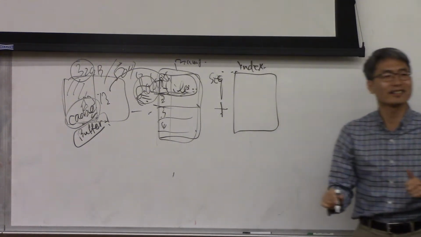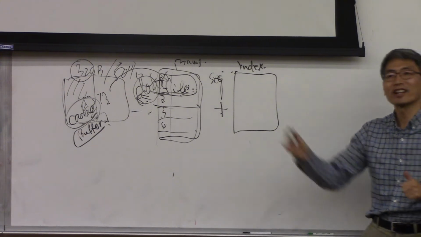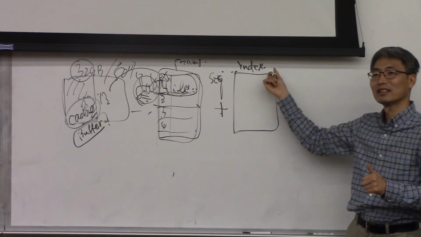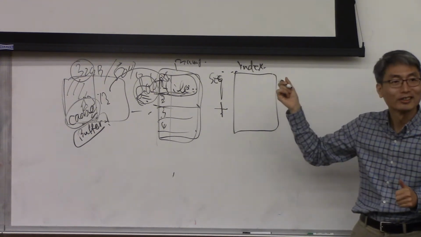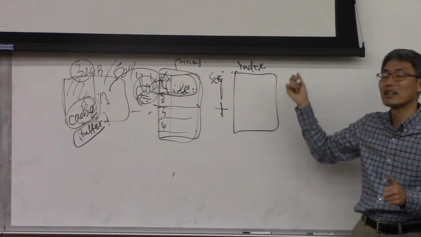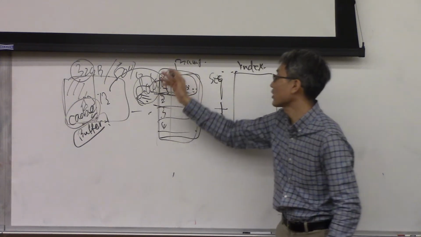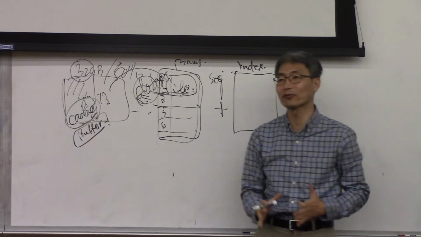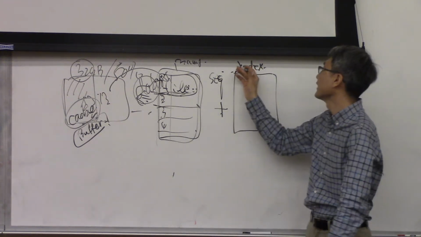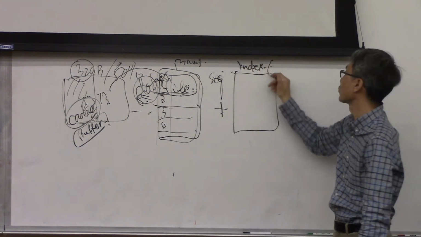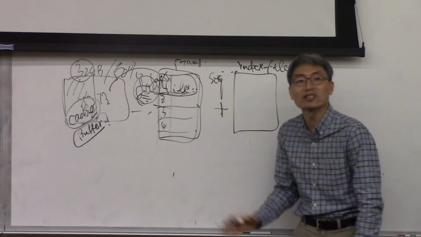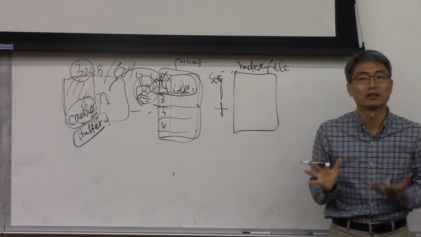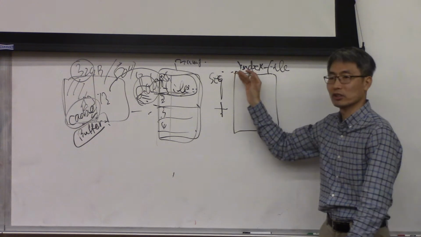So what is an index? An index is a data structure. It's a file data structure, the same as the data file, the same as your text file, the same as any type of file. Index data, index file structure. But it is organized differently, for what? To speed up the search.